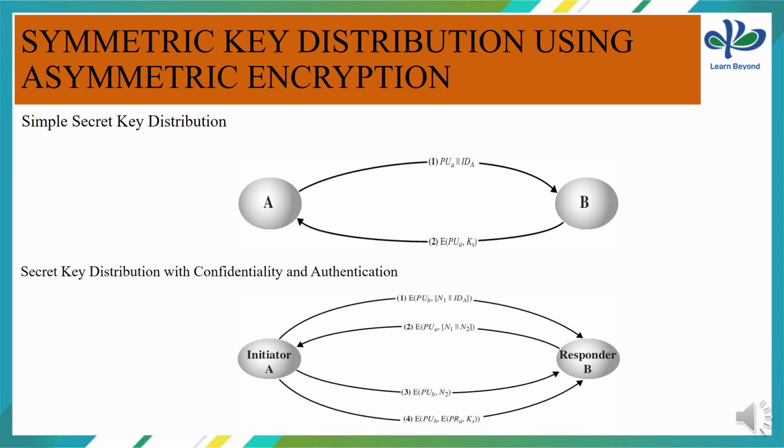Next, asymmetric key distribution using asymmetric encryption. This is the normal sending of the data ID with the public key and receiving the acknowledgement with the address and the public key. This is a simple secret key distribution. For secret key distribution with confidentiality and authentication, first they send the data, meaning the address, public key, and nonce. Followed by that is an acknowledgement with the public key, nonce, and N2 address. Then it transmits the encrypted data with N2. Then the acknowledgement for the data transmission is given by the responder to the initiator.